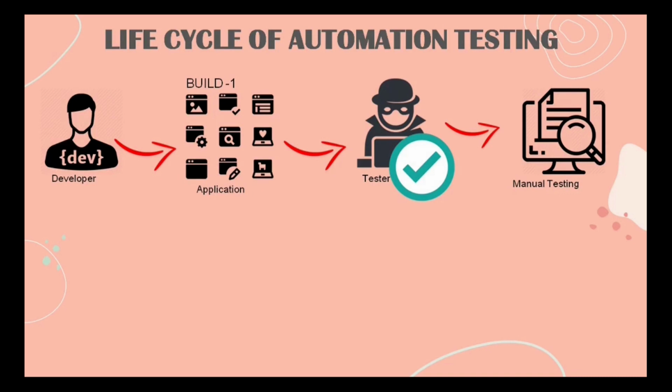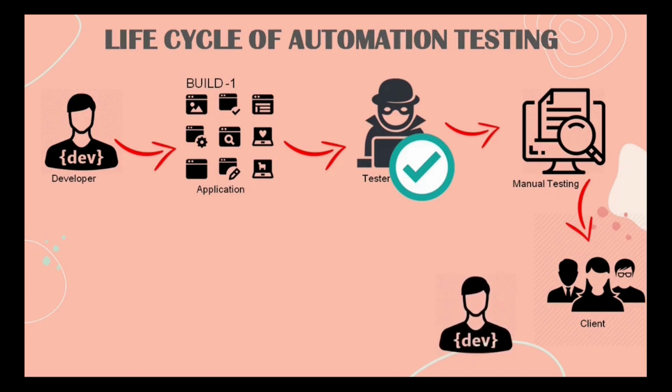So coming back to the process, there are 50 functionalities and all are tested through manual testing, and the build is given to the client to check if they meet their requirement or not. The client checks it. Now the client wants to change some functionalities. Let us assume that out of 50, 20 functionalities need to be changed.